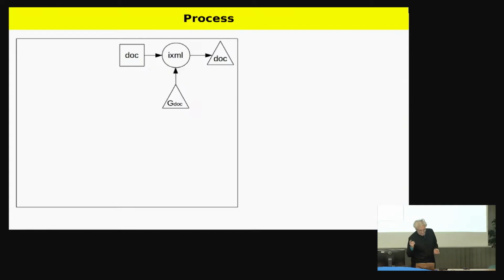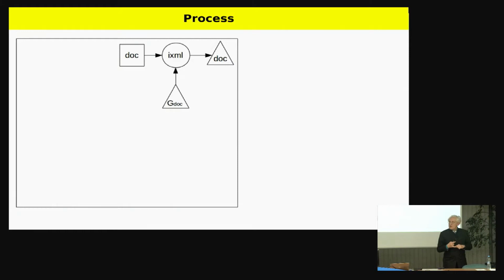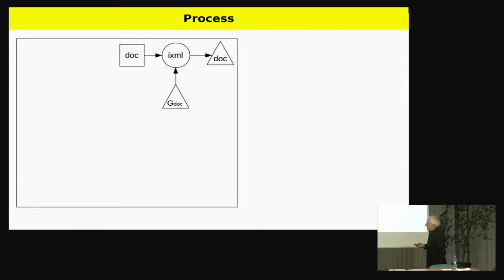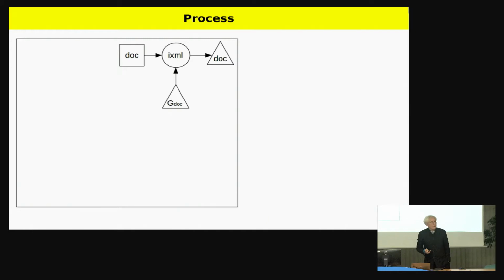Now, this is the process of using ixml. You get a document, and square things here are text documents, as it were. Triangular things are the XML versions of them. So you get a document, you pass it through ixml, and you get an XML version out of it. And you parameterize the ixml parser with the grammar of the document that you're converting. So it's the XML version of the grammar that you're using, and not the text version of the grammar.